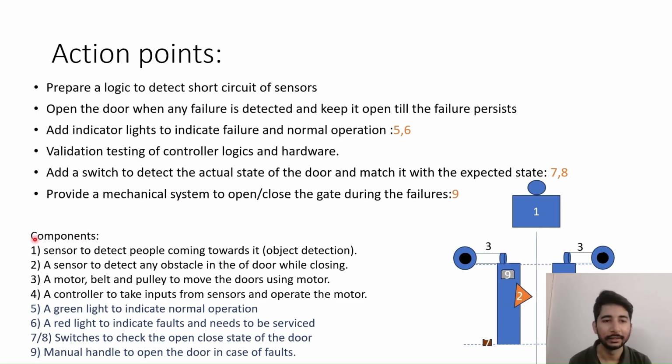So basically, after performing the FMEA, we have made a robust system which has included a set of components which were not there earlier. And these are basically to improve the reliability and safety of the system. So in blue color, you can see the components which have been added or became a part of the system. Earlier, our system had four components: sensor to detect the object, sensor to detect any obstacle in the path, a motor, and the controller. Next, these light indicators have been added, the switches have been added, and the manual handle has been added.